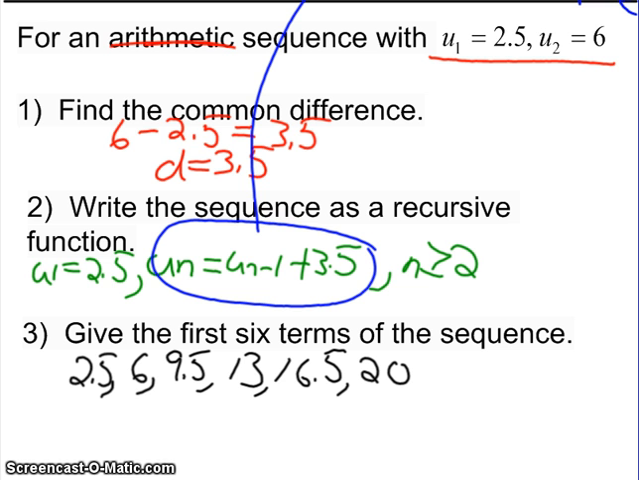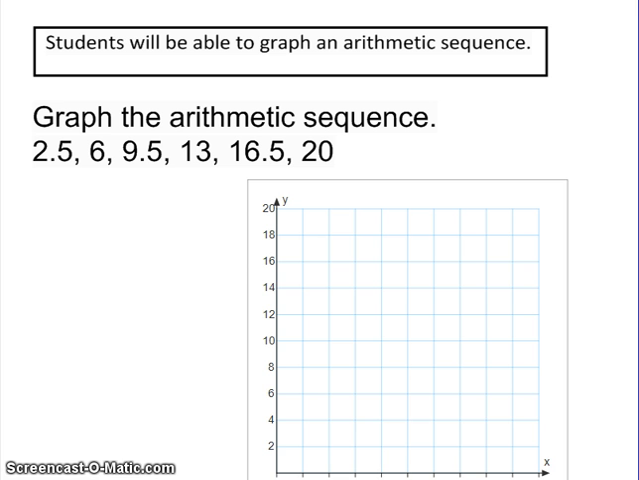All right. Now we're going to graph that sequence. Students will be able to graph an arithmetic sequence. Here I've got the graph paper. I've got those same 6 terms. Let's see what the graph looks like.